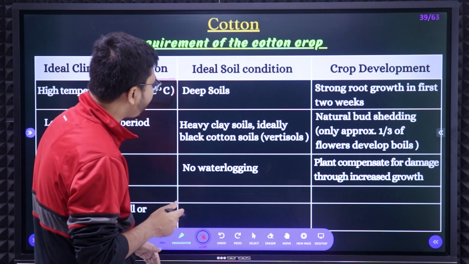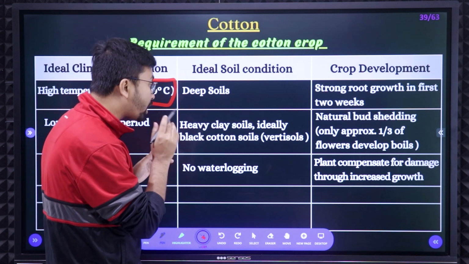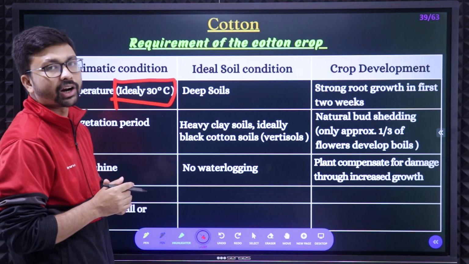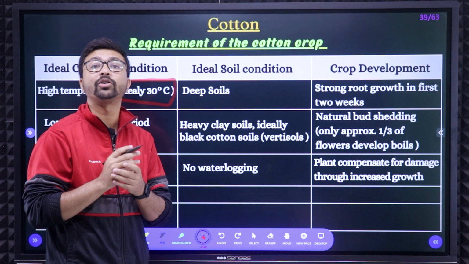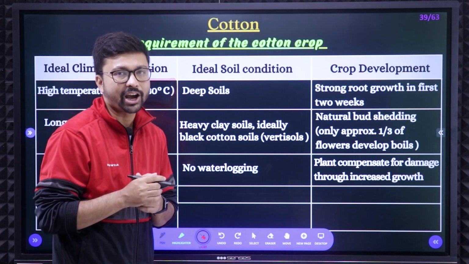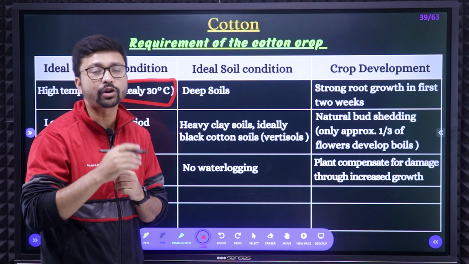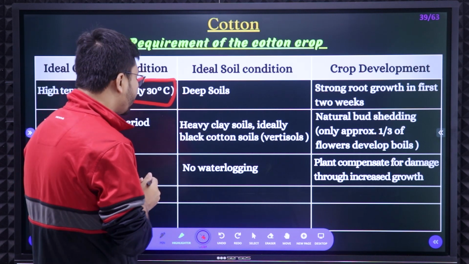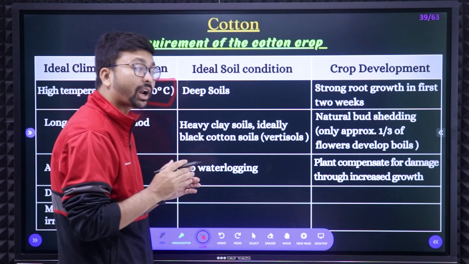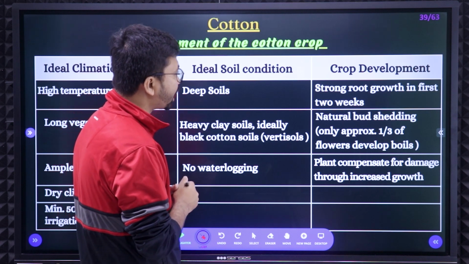Now which type of soil is required? Deep soil, heavy clay soil, ideally black cotton soil is required for cotton cultivation. I hope you remember when you studied soil distribution, there you studied the black soil area, that's called regur, and it is good for cotton cultivation. So those are the soil conditions required. And next, no water logging, that is another requirement for cotton cultivation.